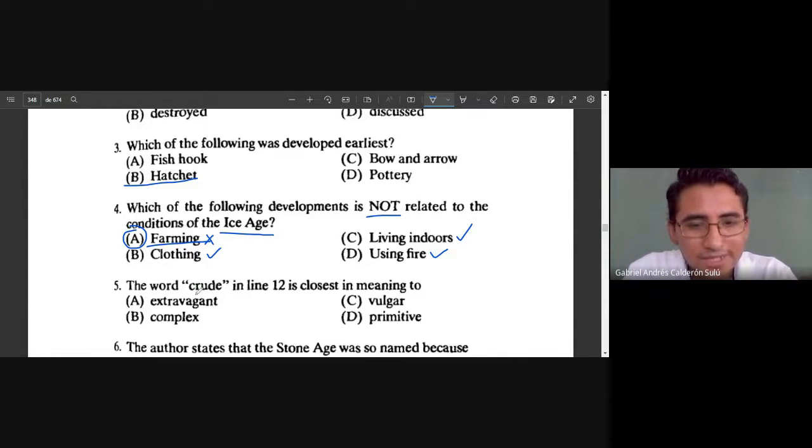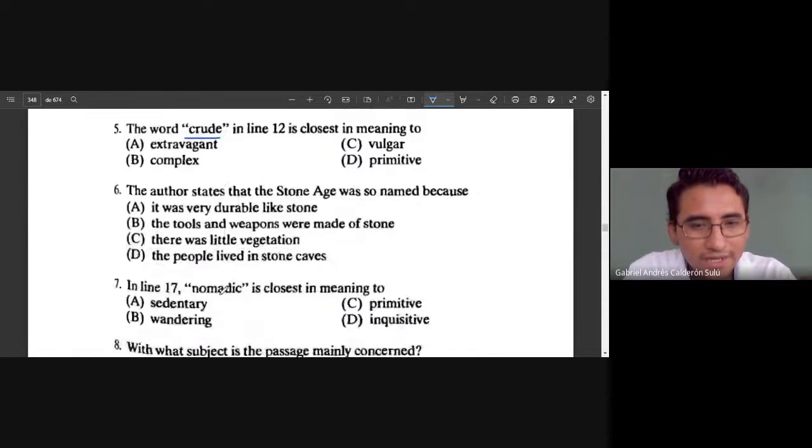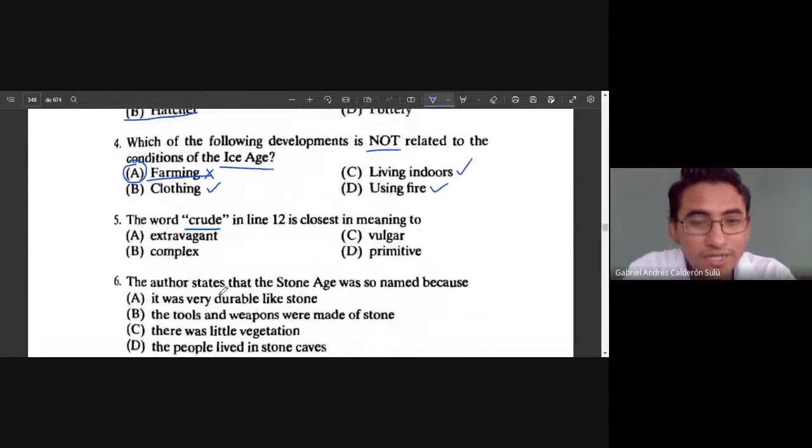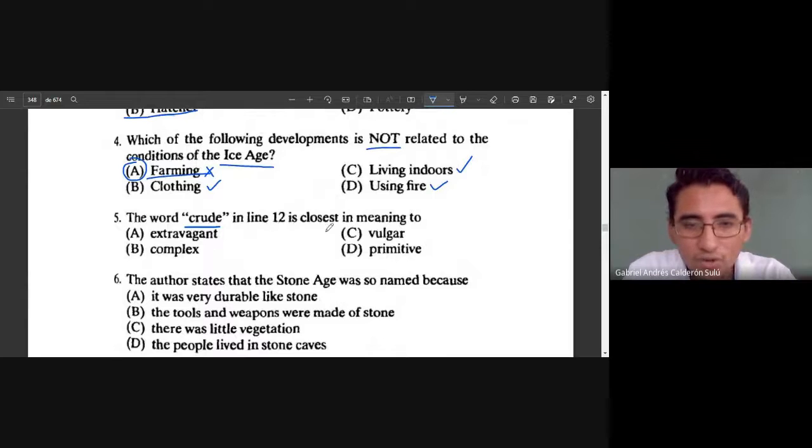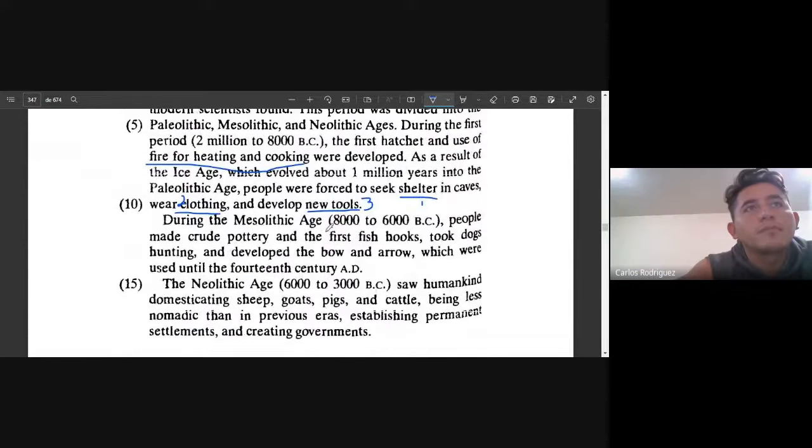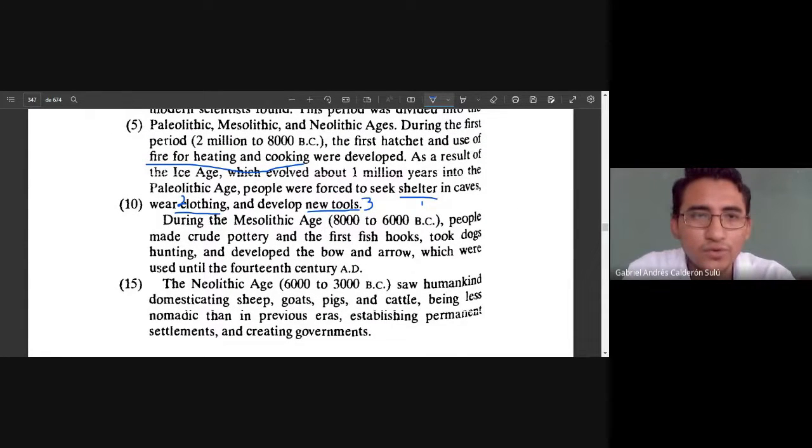All right. The next one is a vocabulary exercise. The word crude in line 12 is closest in meaning to the word crude in line 12. So we don't see the options. We ignore the options and we look. What's crude in your words?